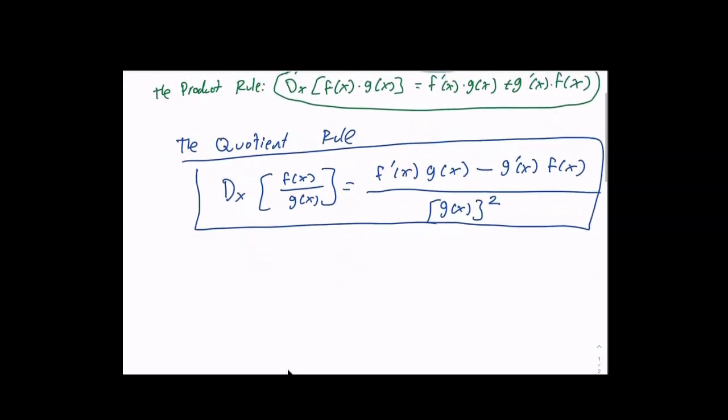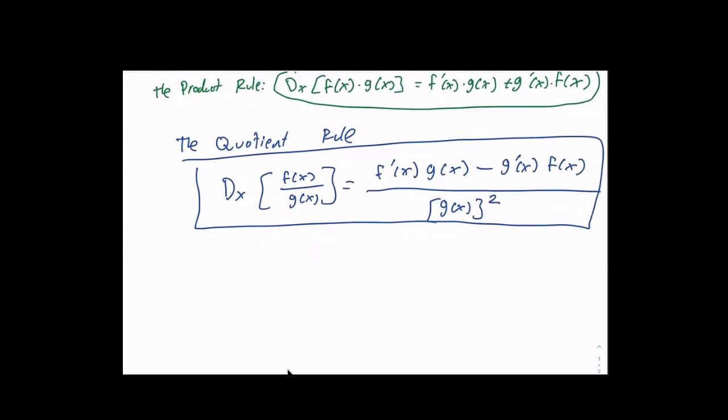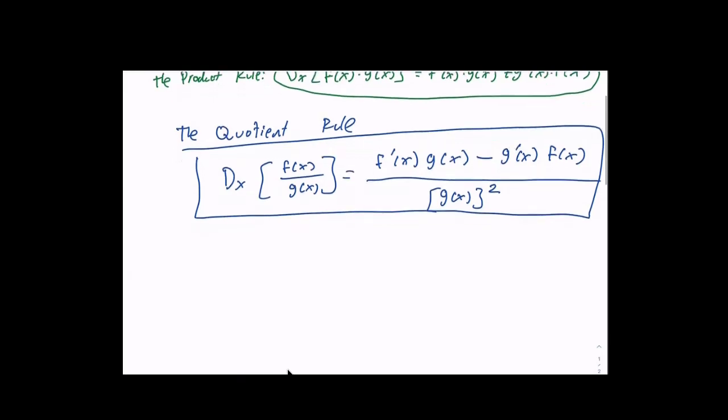This is one of the most important. These two formulas right here are two of the major formulas that you must memorize. The major formulas in calculus that you cannot get wrong. They need to be ingrained in your memory and you should not be able to make a mistake with them.